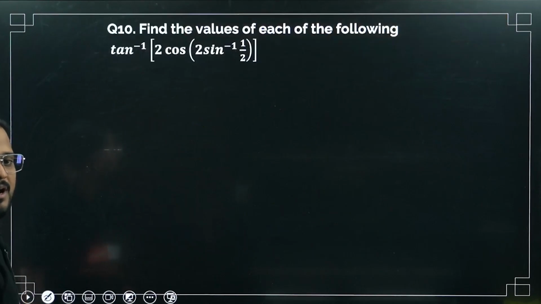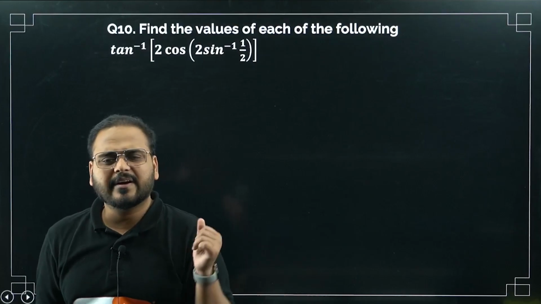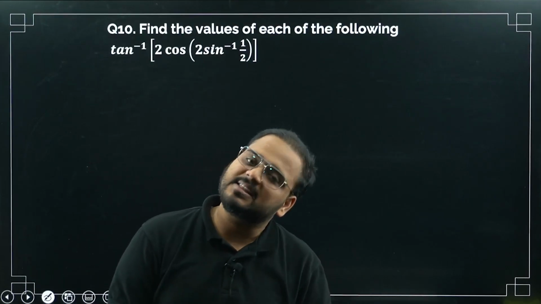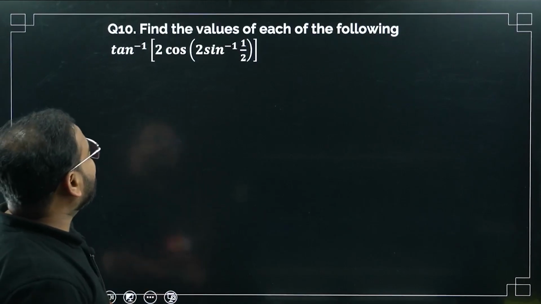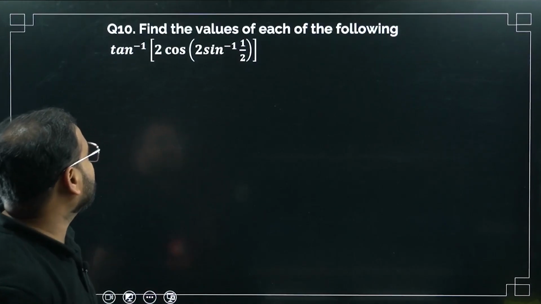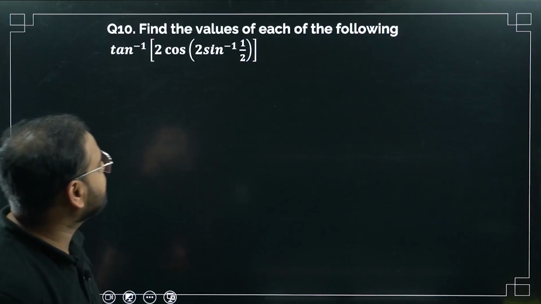Moving on to question number 10. Simple one, right? Like the previous one, just take x as a sine theta. Question number 10: find the values of each of the following. Tan inverse of 2 cos 2 sine inverse of 1 by 2.